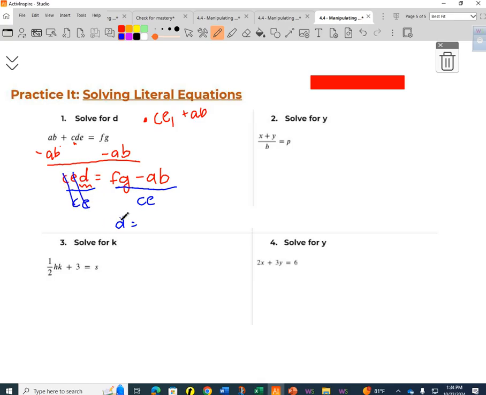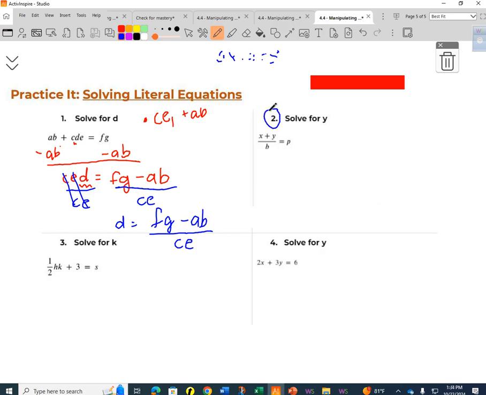The order doesn't matter. We rearranged it so we can put our D all the way on the right. Normally when we're solving for an expression, we'd have an equation 2x plus 3 equals 5, right? We put the variable that we're solving for on the right, so that's all I did there. You don't have to write that one. And so now D equals F times G minus A times B, all divided by C times E. Any questions?